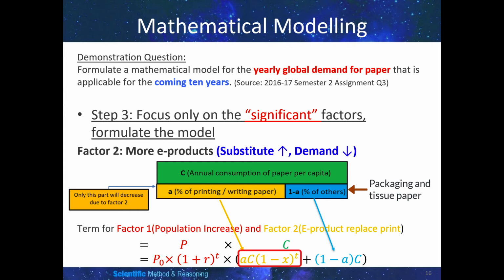Let's look at factor 2 here. You can see in the yellow words that C times A. C times A will give you the annual consumption of printing or writing paper per capita, and you will need to multiply it by (1 minus X) to the power of T. That is about the substitution of paper. And then you add another term, (1 minus A) times C. It is about the annual consumption of tissue paper and packaging material per capita. Because E product cannot substitute these, so you do nothing about the term.